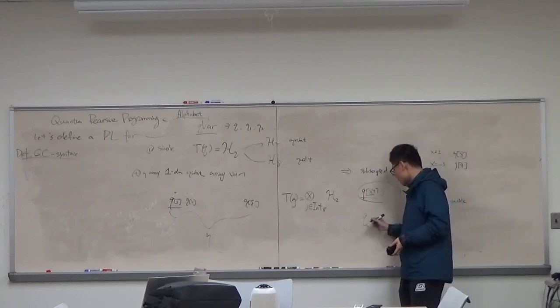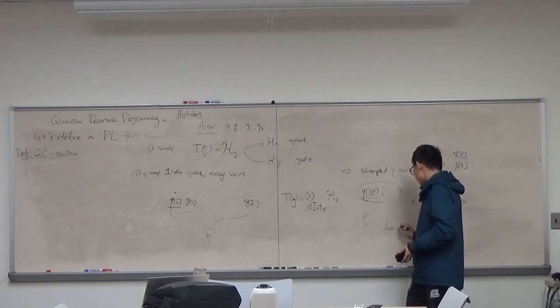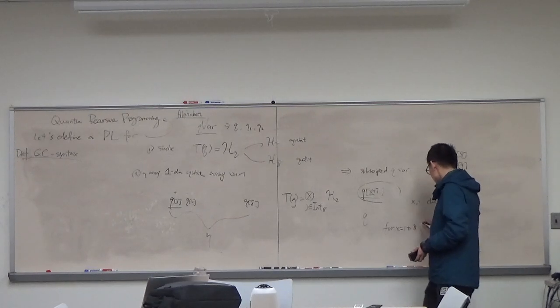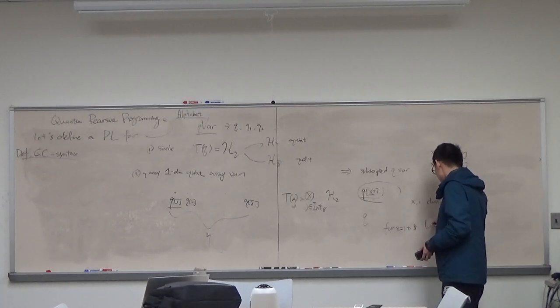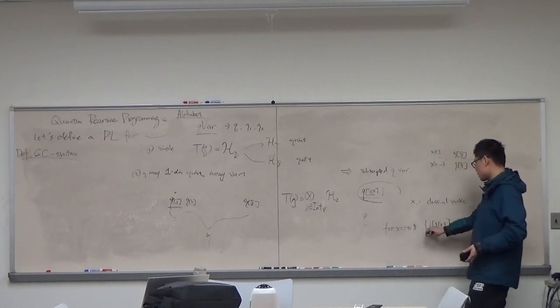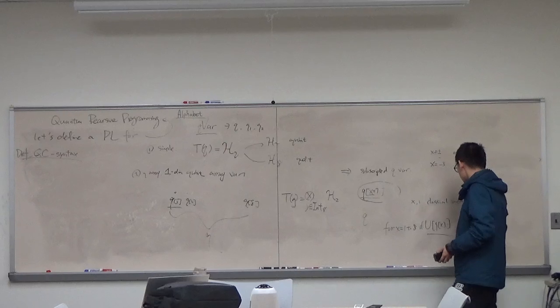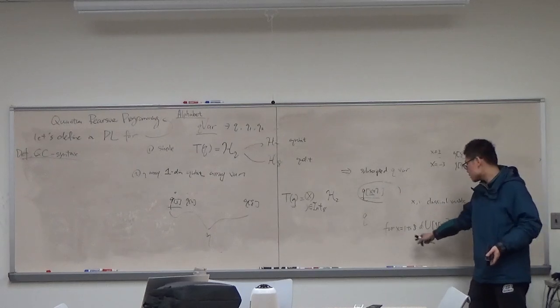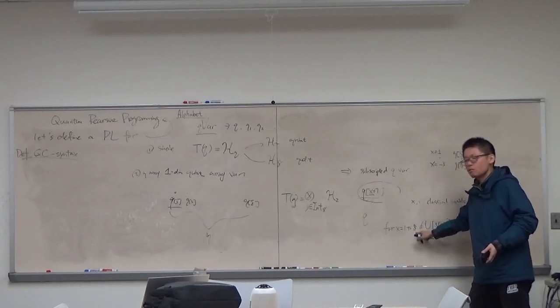And you can use this x, for example, in a for loop: for x equal to 1 to 8, do some U on Q_x. You can write something like this. So you are doing the iteration, and each time you apply U to some Q_x, with x enumerated from 1 to 8.